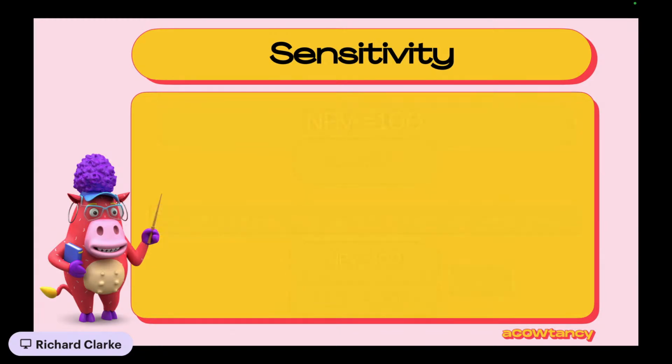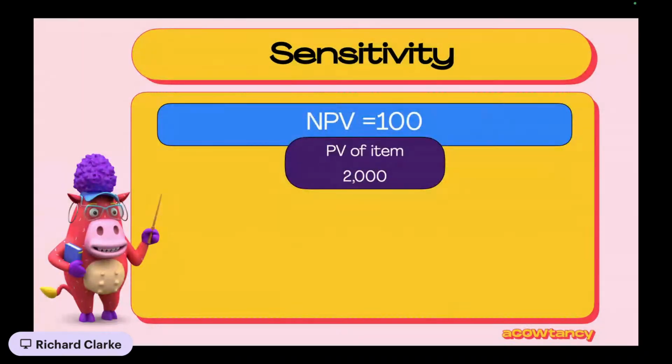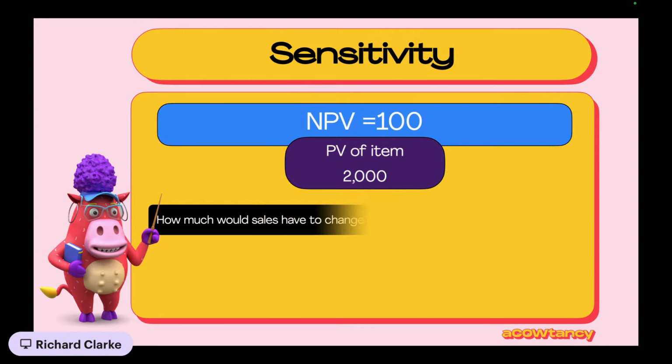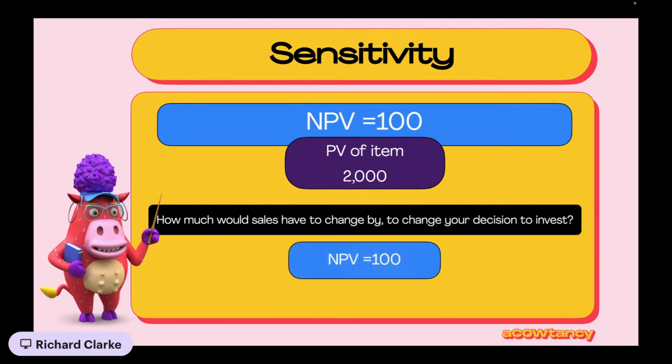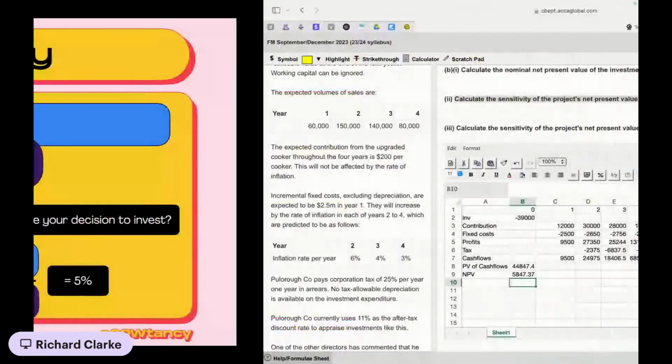Okay, now it's a little bit tricky. That was a bit of an oversimplification. Because what we're actually looking at, and what you'll be asked in the exam, is the present value of the item. So it'll be the present value of the contribution. So what you do is you take your NPV and you divide it by the present value of the item. Divide one by the other, get your figure, and that's your sensitivity. Okay, let's get back to the exam.